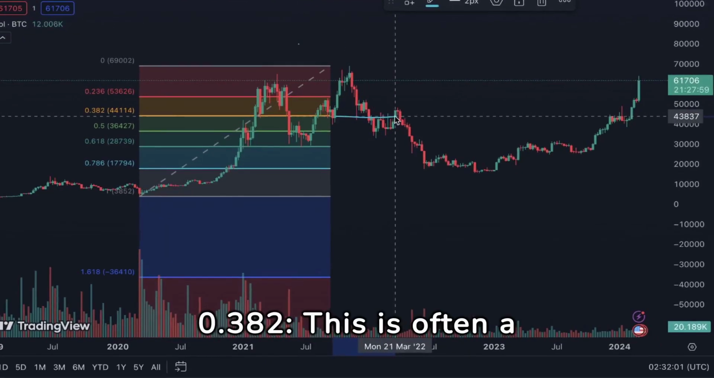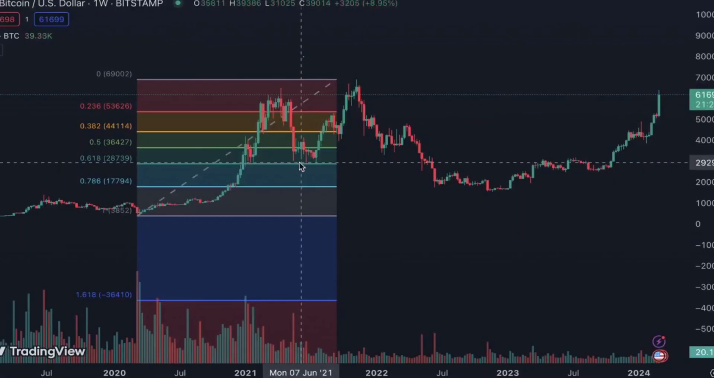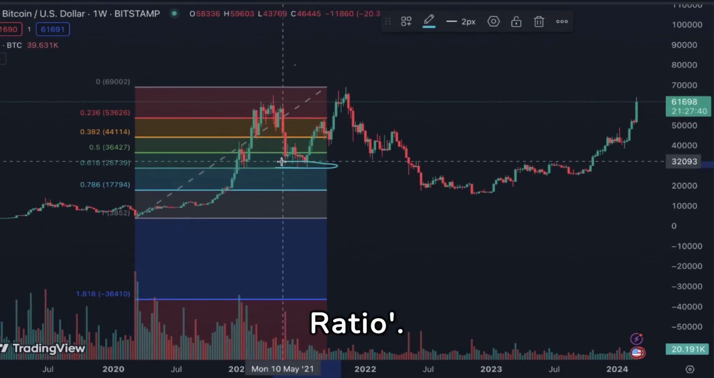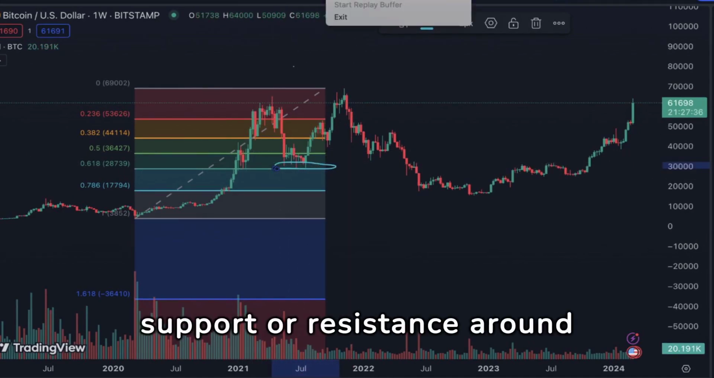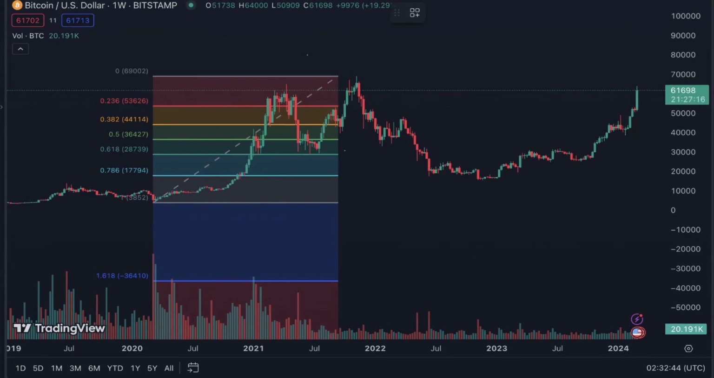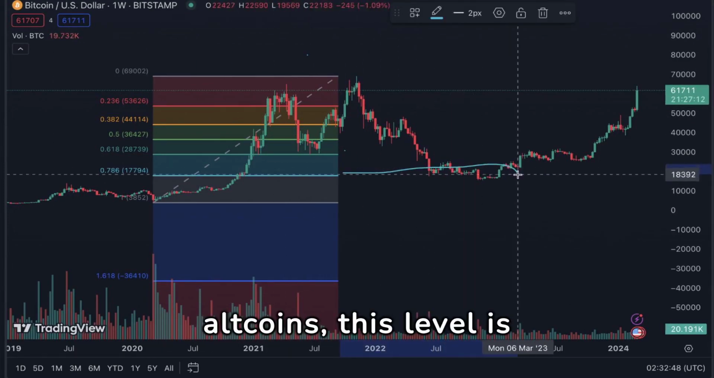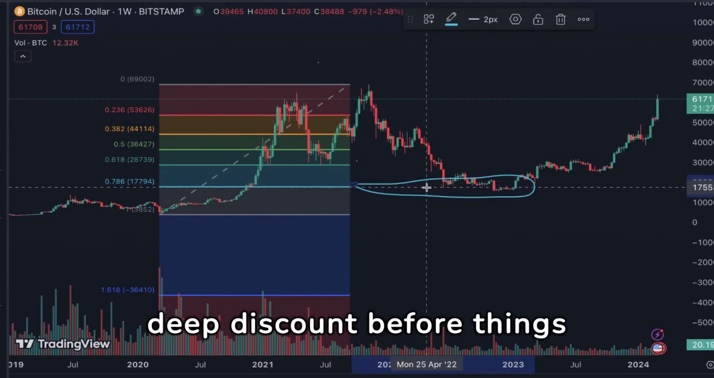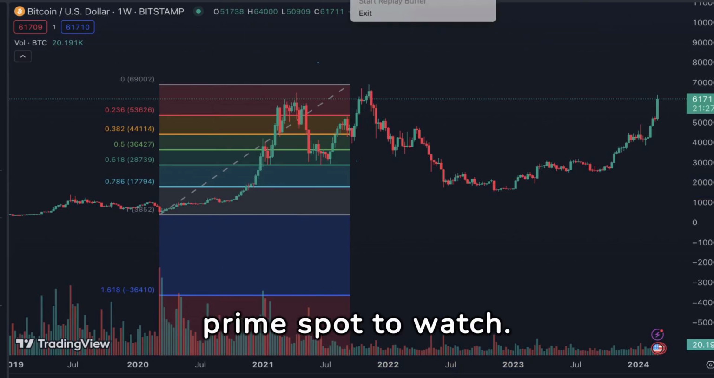0.382. This is often a temporary pullback zone during a bull run. 0.618. This one's a biggie, known as the golden ratio. Prices can find strong support or resistance around here. 0.786. In crypto, especially with altcoins, this level is super important. If you're looking for a deep discount before things turn around, this is a prime spot to watch.